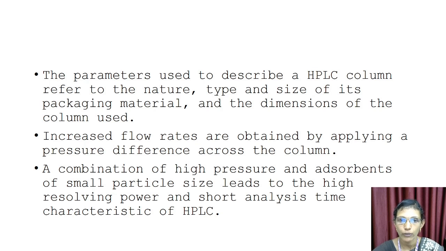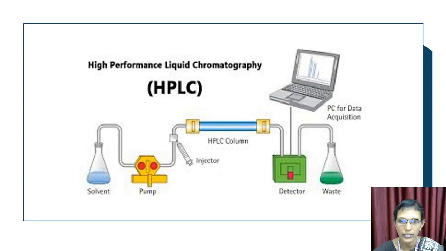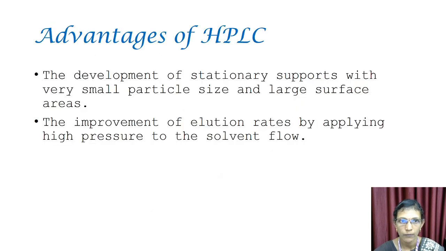The increase in flow rates is obtained by applying a pressure difference across the column. So based on the pressure we apply, the analysis materials are delivered. These are the common basic setup for HPLC.